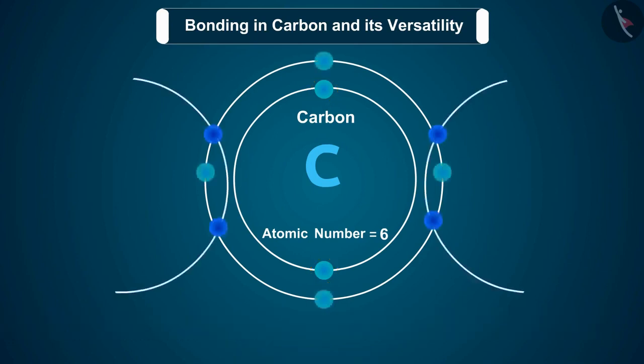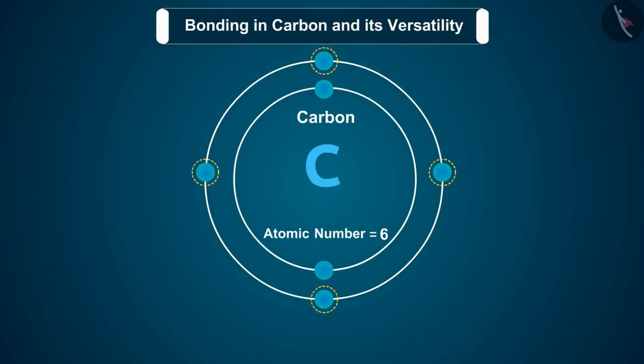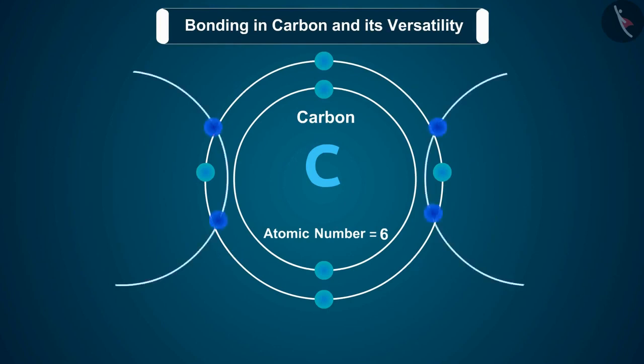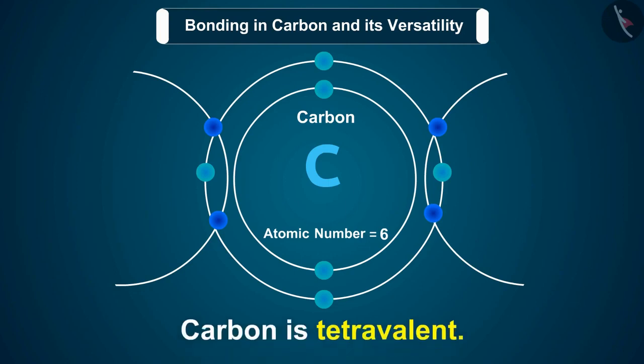Carbon overcomes this problem by sharing its valence electrons with other atoms of carbon or with atoms of other elements. A carbon atom has 4 electrons in its outermost shell, so it requires 4 more electrons to achieve the noble gas configuration, which it gets by sharing electrons. Since one carbon atom requires 4 electrons to achieve the nearest noble gas configuration, it has a valency of 4, that is, carbon is tetravalent.